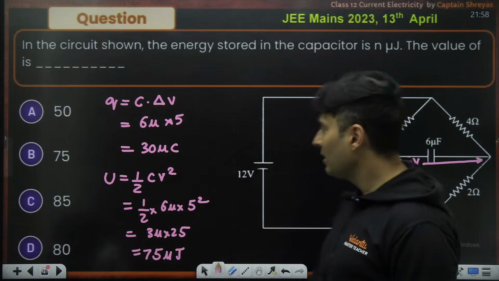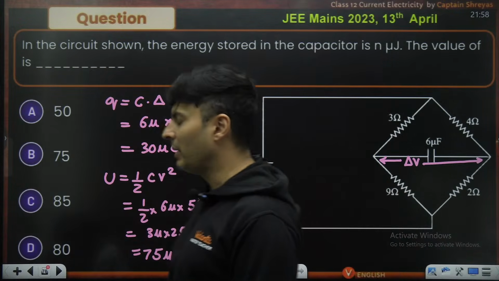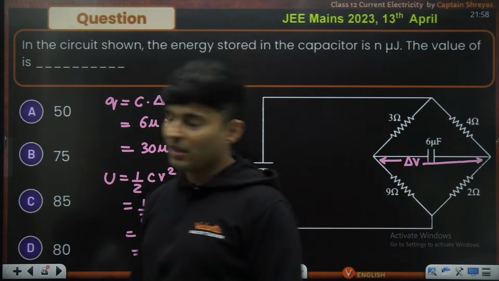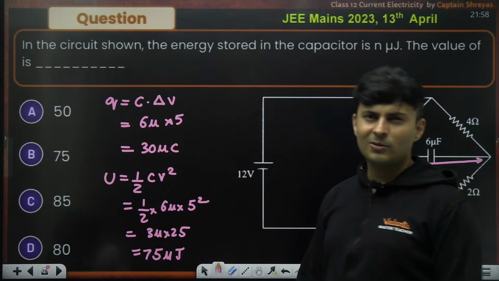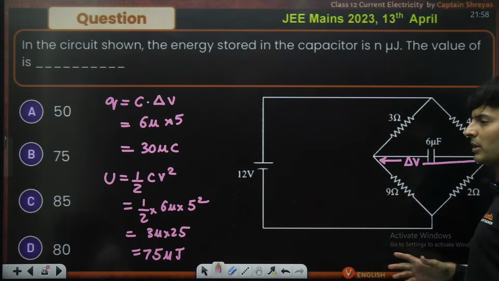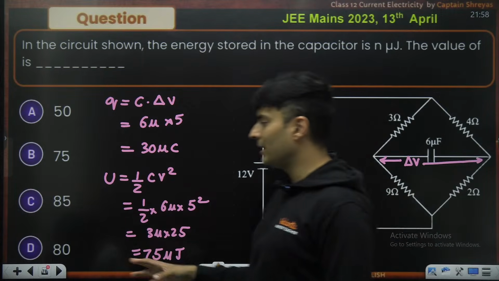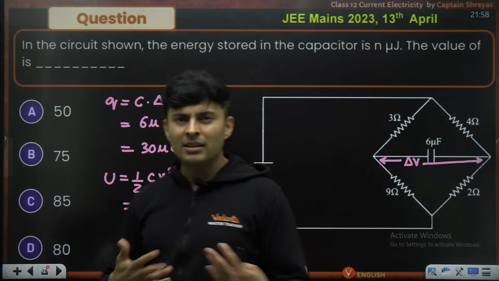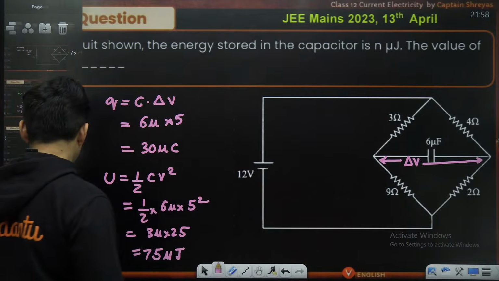If charge was asked, then the answer will be 30 micro coulomb. My bad. Yeah, understood, guys, how to solve these kinds of questions. Very nice, simple questions are there in current electricity. Once you get the flow of it, that's it. You will keep doing more such questions easily.